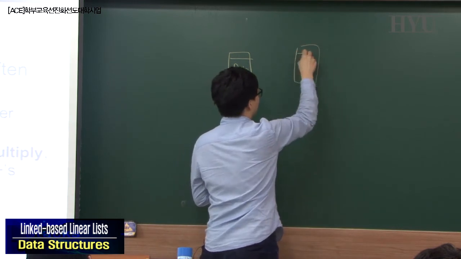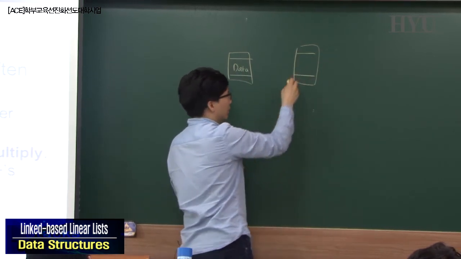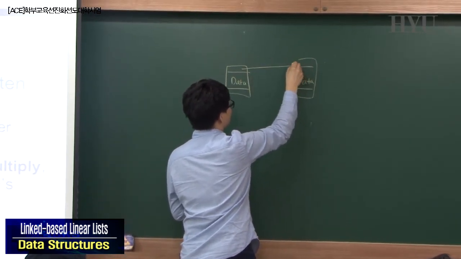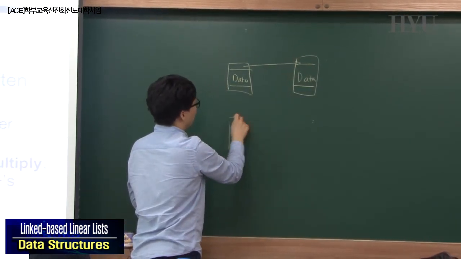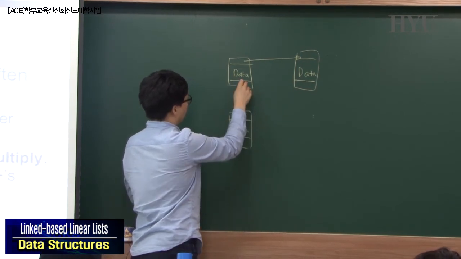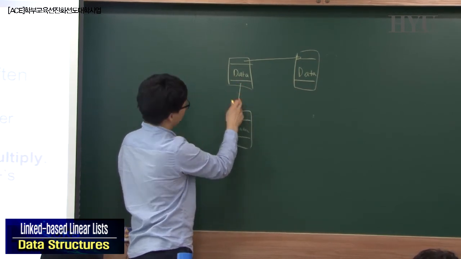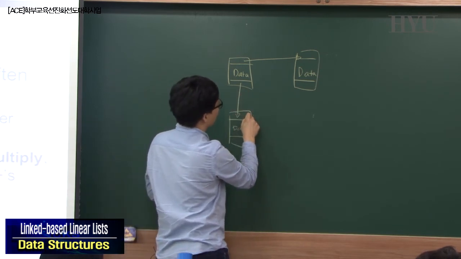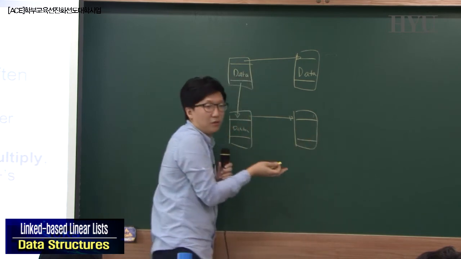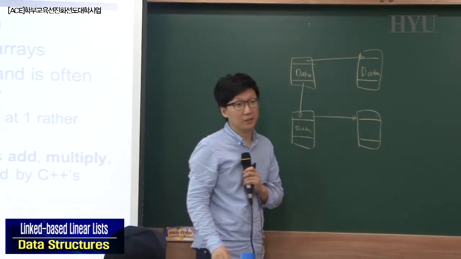I have another node this way. Maybe I put a pointer in this way. I have another data here. Data. Pointer this way. Well, it's okay. Pointer this way. I don't know. Something like this is also possible, right?